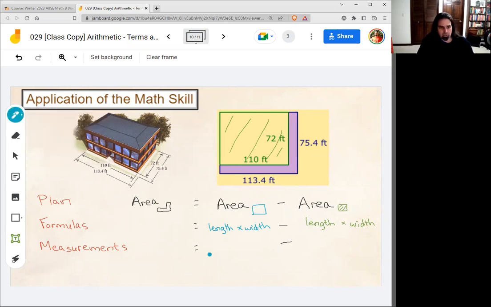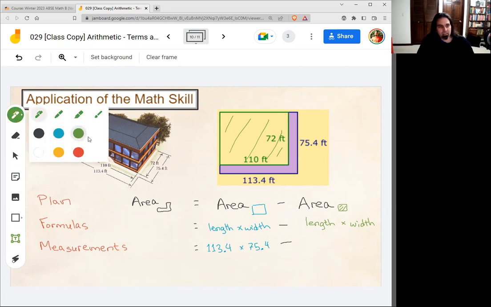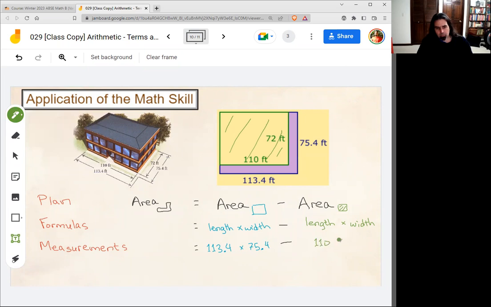The outside one is 113.4 times 75.4. Those decimals aren't scary. My calculator can handle that. The inside one is 110 times 72. So I will go get my calculator.